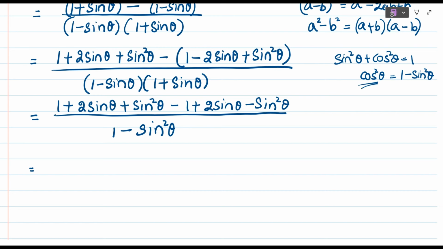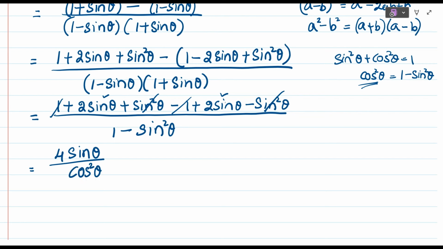And coming to the numerator, so many like terms are there here. So plus 1 and minus 1 gives the value as 0. Okay, so 2 sine theta plus 2 sine theta gives 4 sine theta, right? Next, sine square theta minus sine square theta, its value becomes 0. Okay, and in the denominator we have 1 minus sine square theta, which gives cos square theta.